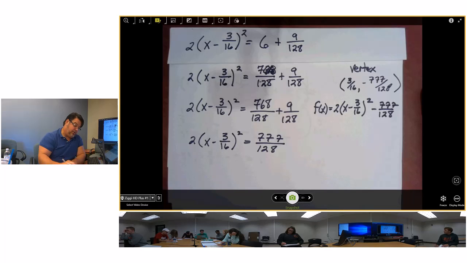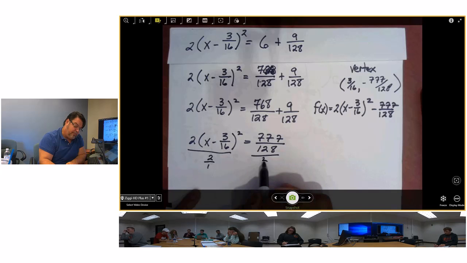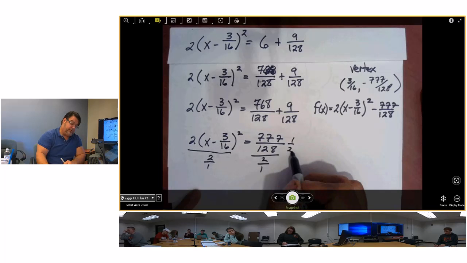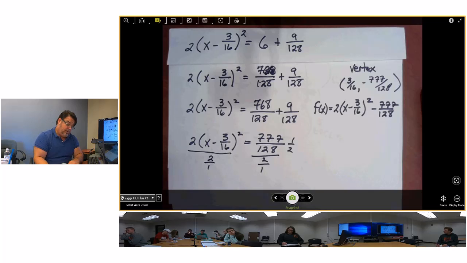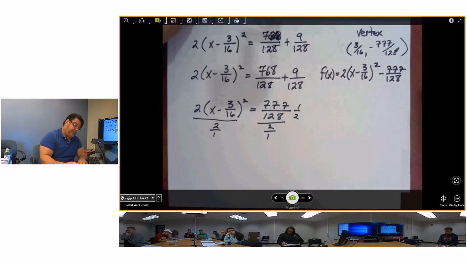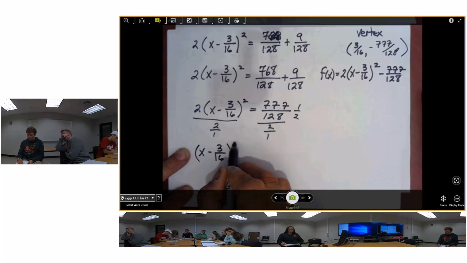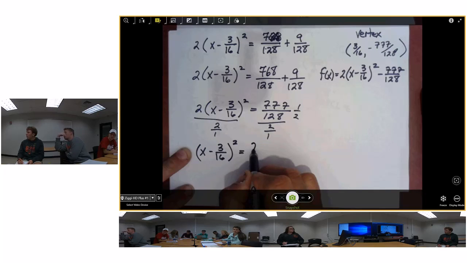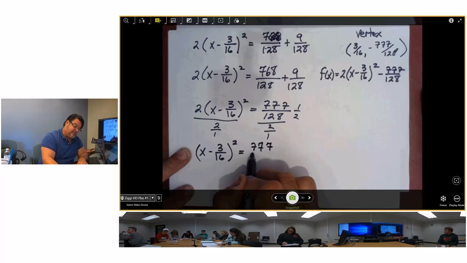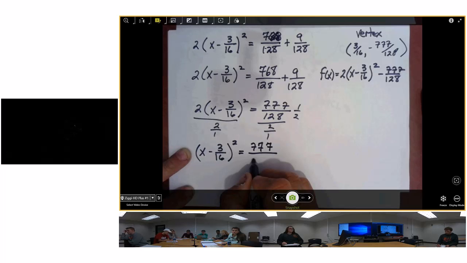So divide by 2. When you divide by 2 over 1, you multiply by what? 1 over 2. And that's going to give us 777 over 256. And hopefully some of y'all are recognizing that in completing the square, a lot of times there's a lot of repetition of the same numbers. So 256.